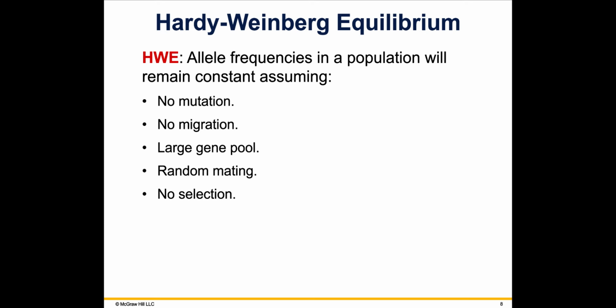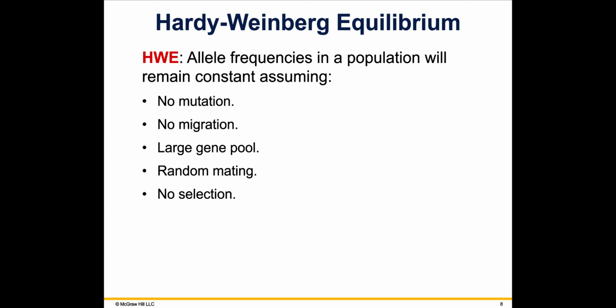So what are the conditions that must be met for Hardy-Weinberg equilibrium? Well, the first is that there are no mutations. If there is a mutation, that would change the gene pool and that would cause evolution to be occurring. So there can be no mutations. There can be no gene flow or no migration in or out of the population. If individuals are entering or leaving, that would change the gene pool. So we cannot have that.